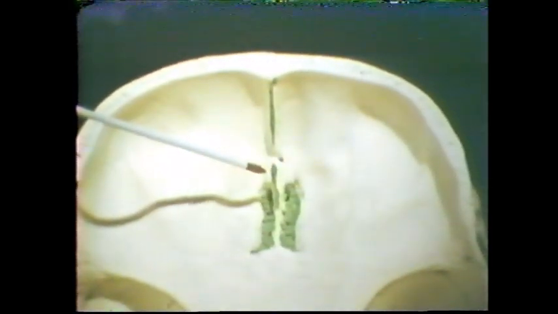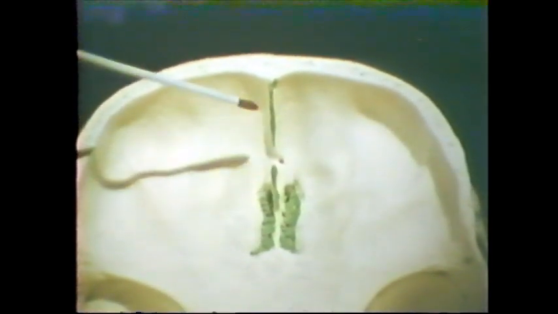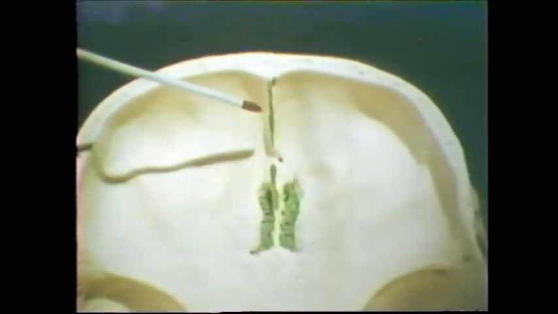The major feature of the anterior fossa related to vascular structures is the cribriform plate of the ethmoid bone. It has a vertical spine, or crista galli, which is separated from a similar crest on the frontal bone anteriorly by the foramen cecum.